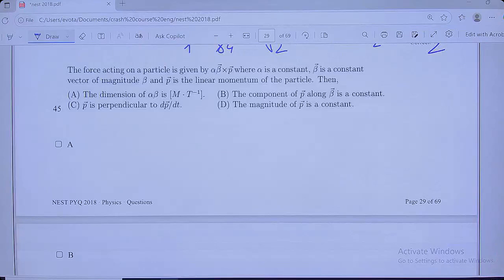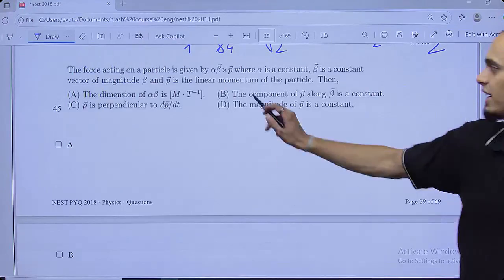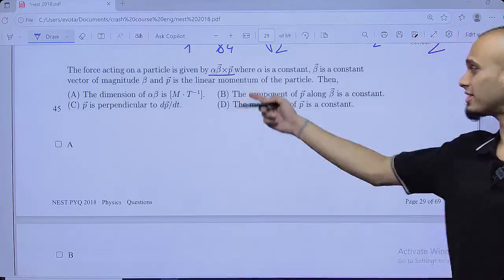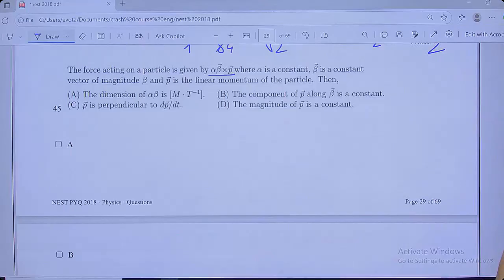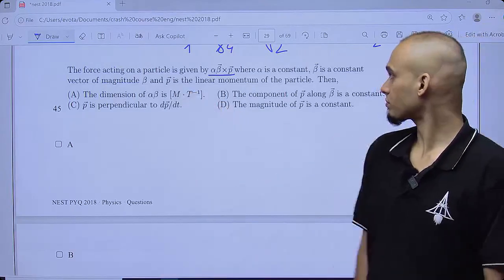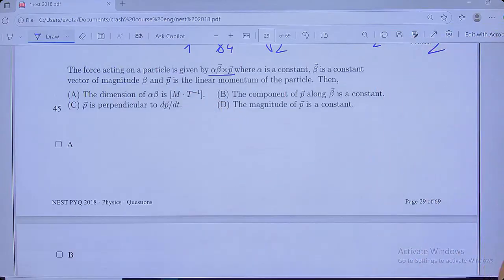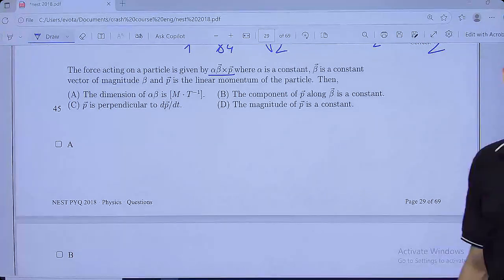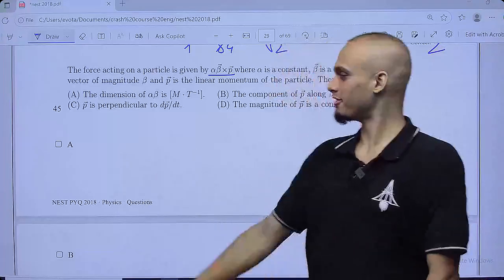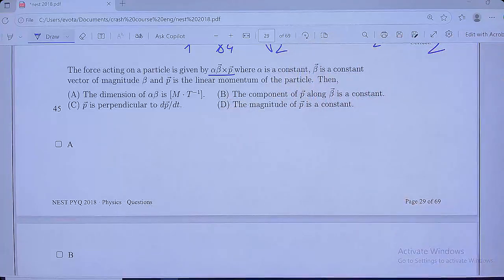In this question, we have a force given by alpha into beta vector cross some p vector. P is the momentum and beta is some random vector. Alpha is a constant given to us. It's a scalar constant. Again, we need to check 4 different options for 4 different magnitudes.